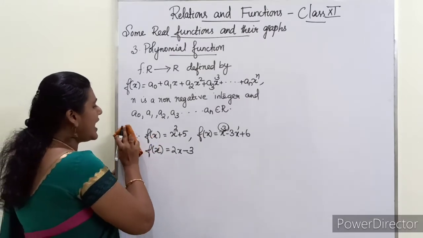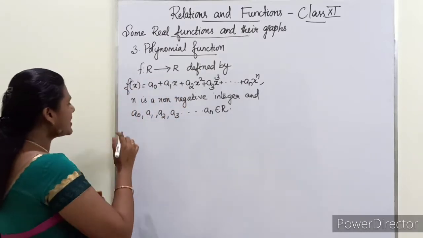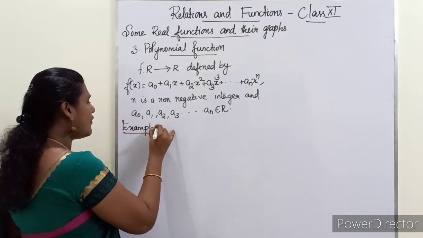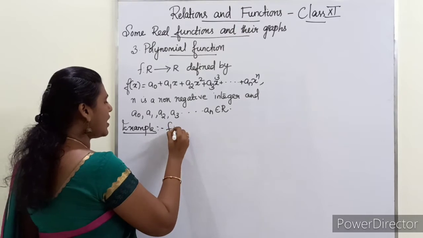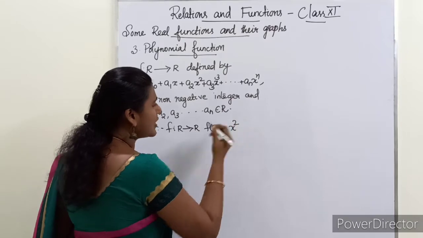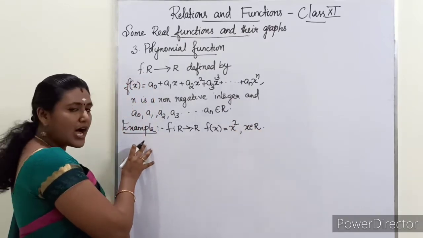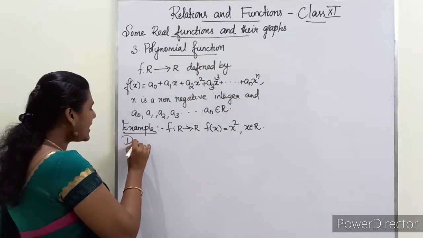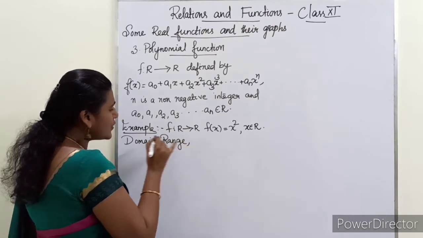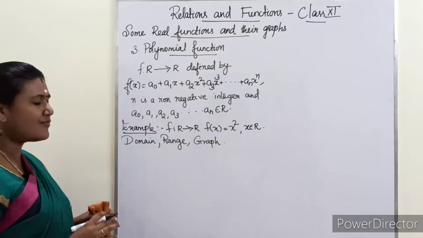In the textbook, two polynomial functions are given as examples. First, we will see some examples here. The first function is f from R to R defined by f of x is equal to x square. This is a quadratic polynomial where x belongs to R. We will see the graph of this function and its domain and range. This is given as the example in the textbook. We are going to draw the graph and see the domain and the range of this function.